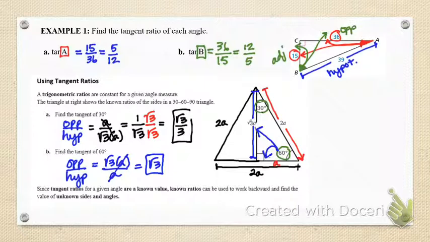So what we'll notice is that tangent ratios for given angles are known values, right? So in other words, the tangent of 30 degrees is always the square root of 3 over 3, no matter what. So if I'm working on a problem and I see that the ratio is the square root of 3 over 3, I can work this problem backward, right? And I can solve for the angle. So I can not only solve for unknown sides, I can solve for unknown angles.